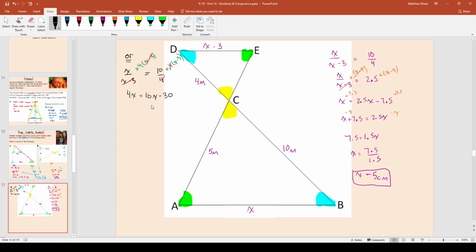Cool beans? Let's move the 10x to the other side. So let's take away 10x off both sides again. Take 10x, take 10x. And you're going to be left with then minus 6x equals minus 30. What's minus 30 divided by minus 6? Well, 5. Boom. I think that's easier.